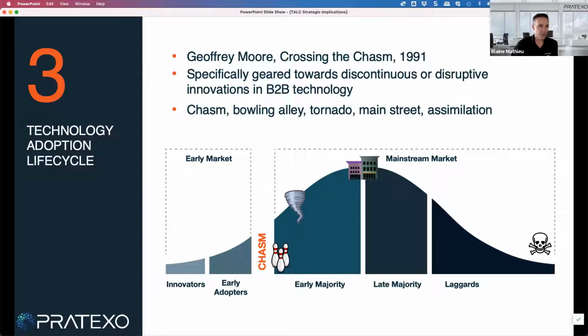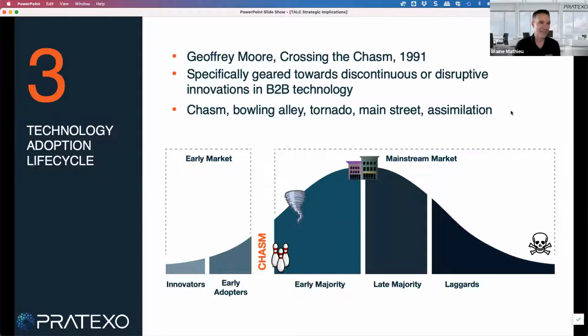And then you gradually, after you've got that one bowling pin knocked down, that will maybe hit an adjacent pin and an adjacent pin, adjacent market subsegments until finally, you hit the tornado, the market's going crazy, the rising tide is lifting all ships, and then the market finally starts to mature, and you get the declining phase of the market. So that's sort of crossing the chasm in 1 minute or less.